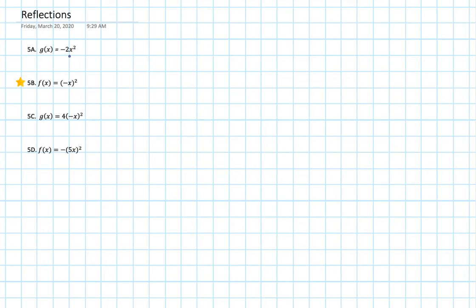This has two transformations because we have this negative right here, and it's on the outside. It's going to be reflect across the x-axis. But this 2 also is something we have to talk about. So that 2 is going to be a vertical stretch.